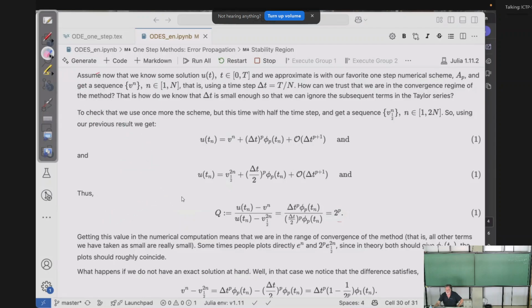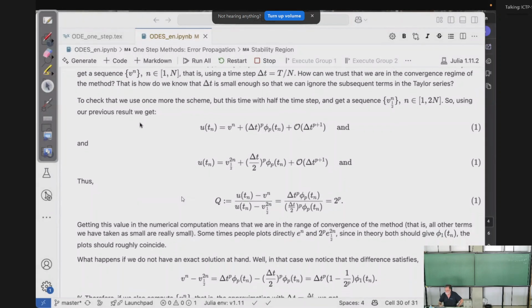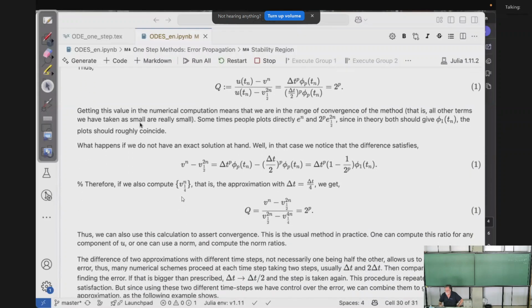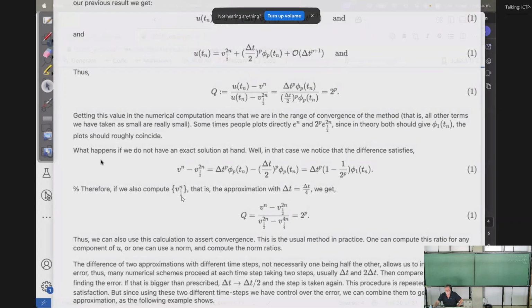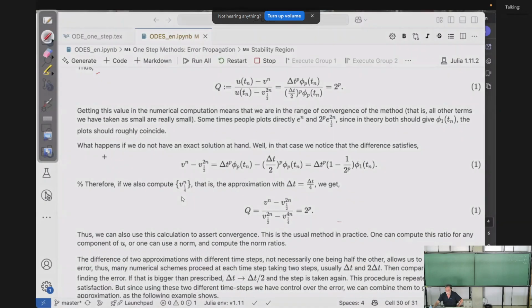But for doing that, you need to compute to know the solution, because I am subtracting the exact solution from this. And in general, you don't know. So you can do something else, and let me tell you what. You can compute now a solution with h delta t. We can compute with delta t over 2 and with delta t over 4.